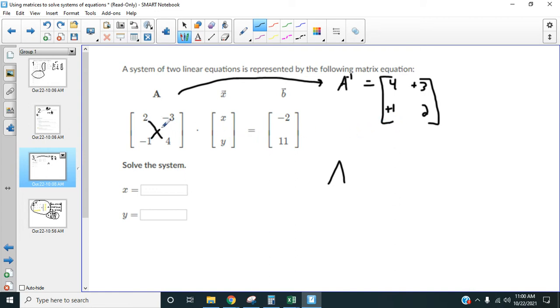We have to find the determinant with the original numbers. Some people kept messing that up. They were doing the determinant of the new matrix that I had over here. The determinant is 2 times 4 minus negative 3 times negative 1. So that's 8 minus 3, which is 5. We're going to take 5 and do this on every single one of these. That's our inverse.